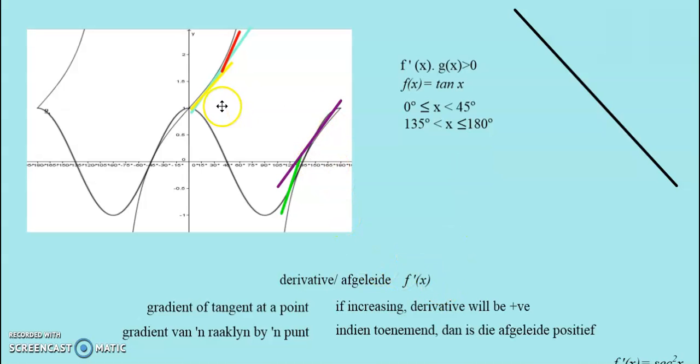So, first thing that I need to understand, that if the gradient at a point is increasing, the derivative will be positive. So a positive derivative multiplied with a positive function will give me a positive result. The derivative is nowhere negative, so we cannot answer any negative for the function of g.